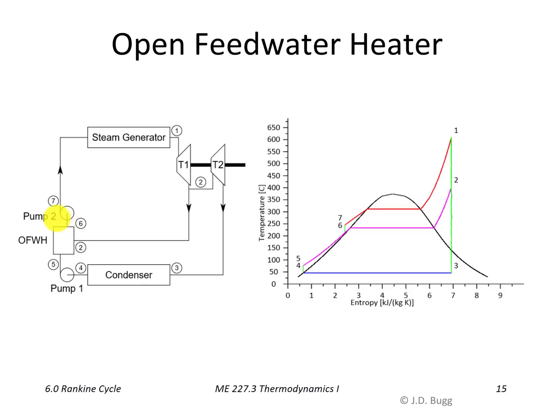Now on a TS diagram, everything is very similar to before, except we have this extra process. So notice the process through the two turbines, 1 to 2 and then 2 to 3, is over on the right side here, and these are still isentropic turbines, so these are still perfectly vertical lines.